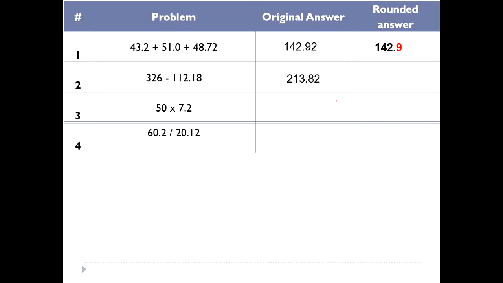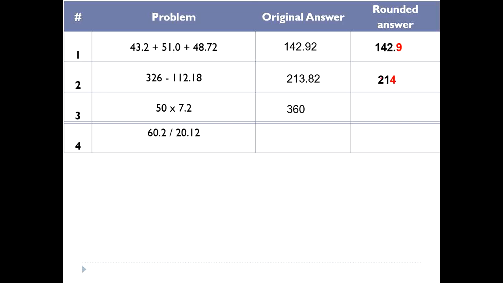So for number 2, our original answer is that. Our rounded answer with significant digits, well, this one, did you get it? It's 214. You have 100th place, right? But this one is just a whole number. So then your answer would need to stop at the whole number. So that's how we got 214.